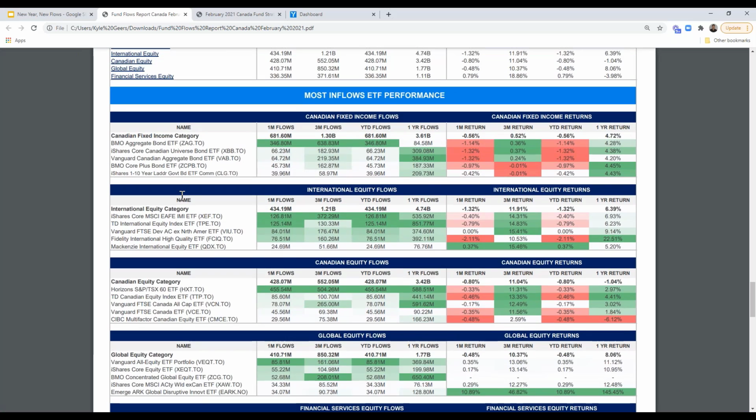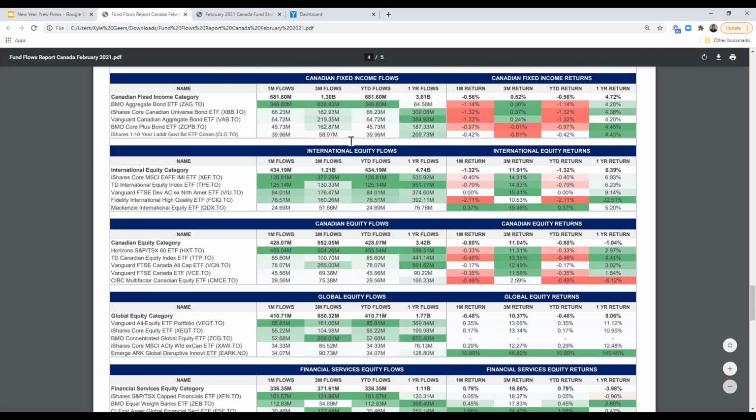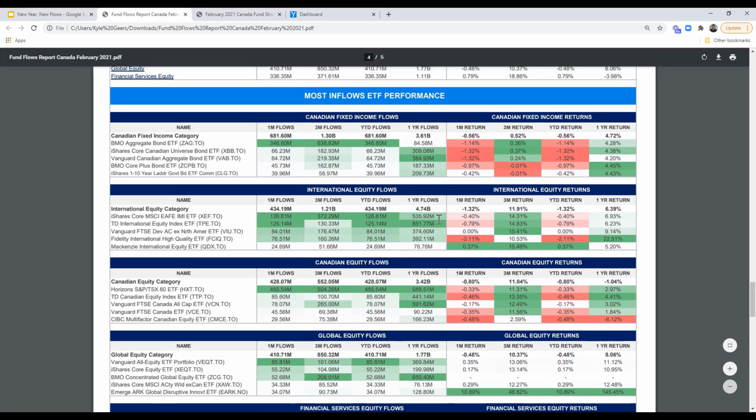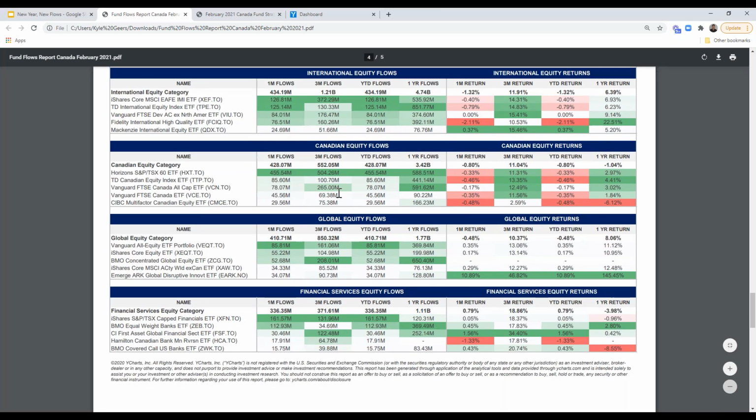So as we continue to scroll down here past all of the inflows, we see all the green conditionally formatted areas, and then you can take a look once again on the right side to see if that performance matches up.